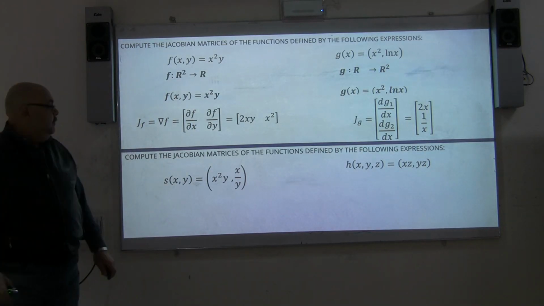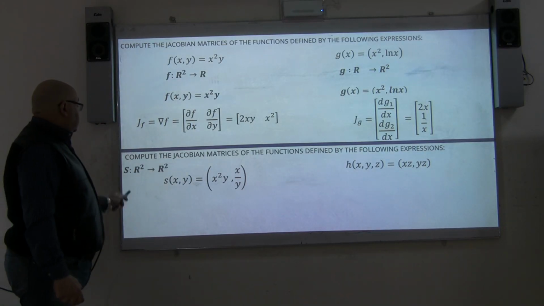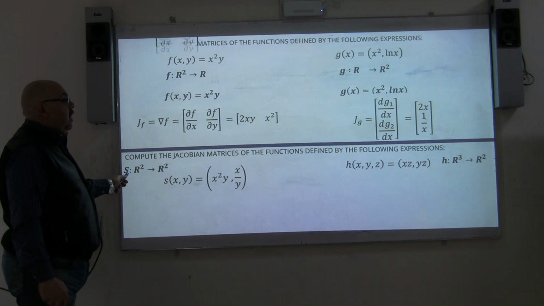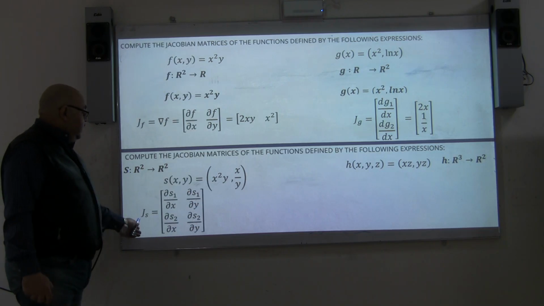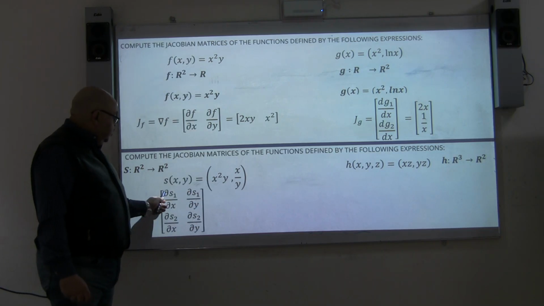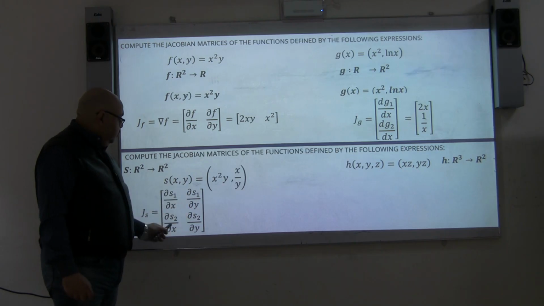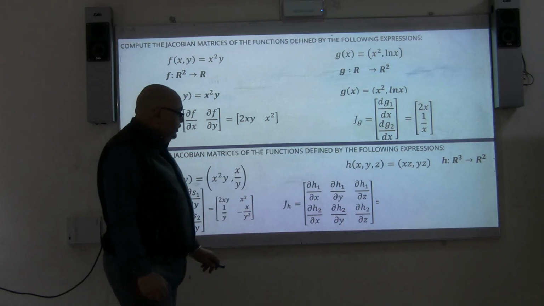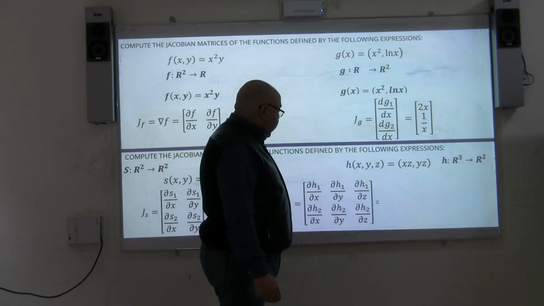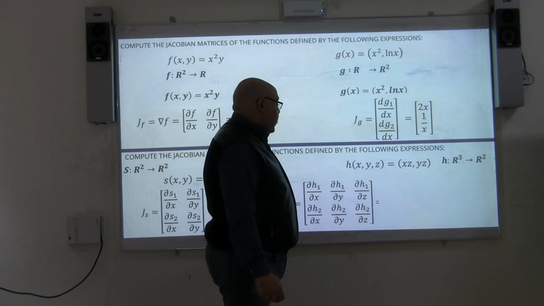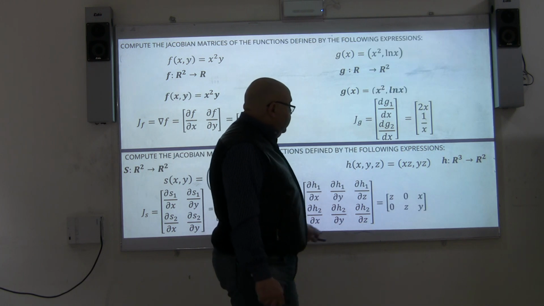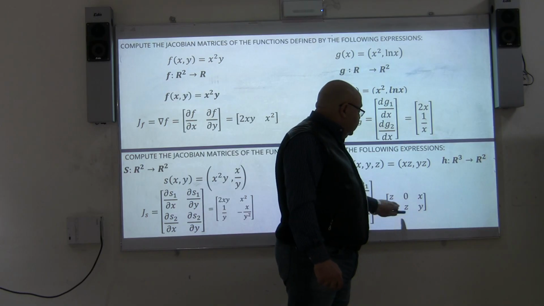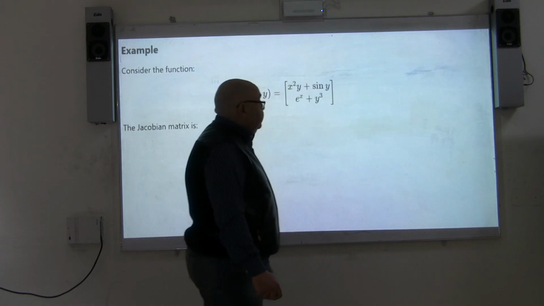So once more, this is from R2 into R2, and that's from R cubed to R2. This is going to be the value, partial S1, partial X, partial S1, partial Y, partial S2, partial X. Now that's the value of it. That's the value of H, which is a Jacobian of 2 rows, 3 columns, and it's going to be Z0X, Z0Y, as we did exactly.